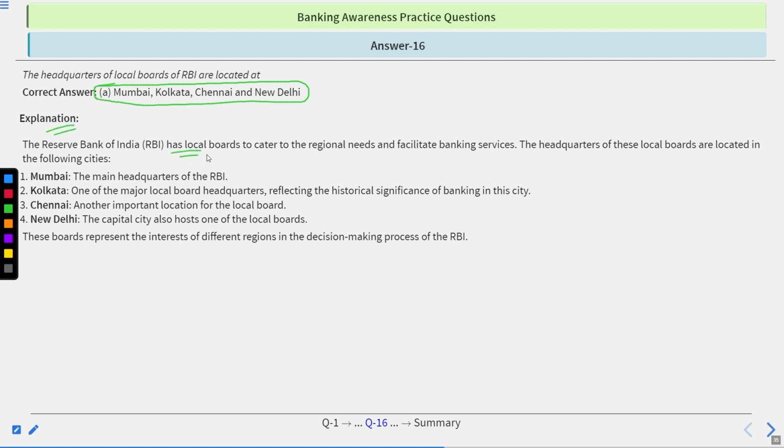Explanation. The Reserve Bank of India has local boards to cater to the regional needs and facilitate the banking services. Headquarters of these local boards are located in the following cities: Mumbai, which is the main headquarters of RBI; Kolkata, one of the major local board headquarters, reflecting the historical significance of banking in the city; Chennai, another important location for a local board; New Delhi, the capital city, also hosts one of the local boards. These boards represent the interest of different regions in the decision-making process of the Reserve Bank of India.